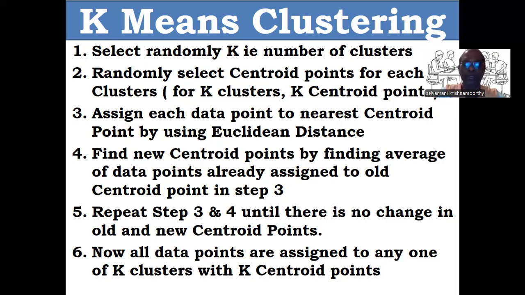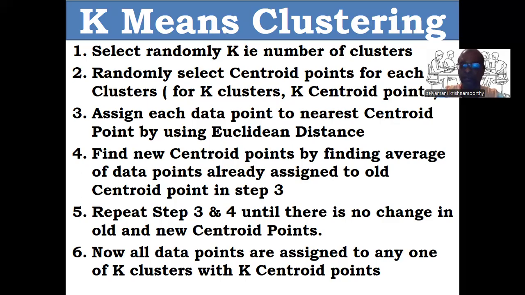So the first step is to randomly select a value for K, that is, how many clusters we want to create. Second, randomly select a centroid point for each cluster. For K clusters, we need K centroid points. In this case, if you select K as 3, we want to create 3 groups, so 3 centroid points are needed. Randomly, we can select any 3 data points as the 3 centroid points. Step number 3, assign each data point to the nearest centroid point.